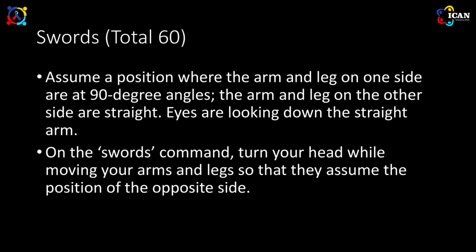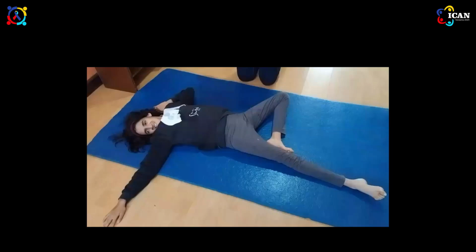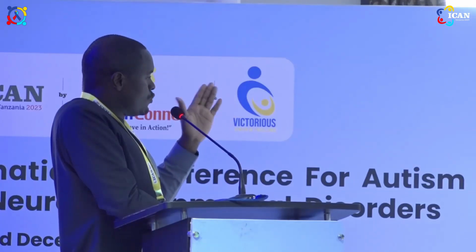The swords. For the swords you also assume the supine position. All those instructions are there, but because of time, we can go to the video so that we see how to do that. Those ones we do a total of 60. That is the position you assume. Then you do them alternately like that. Yeah, so they are coordinating. So those are the swords. They do 60 of them.